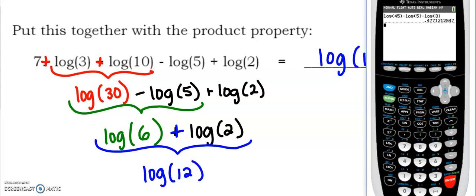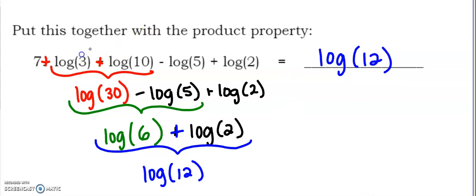If you want to check on your calculator, you can do the decimals, but also this would be the same as 3 times 10 divided by 5 times 2. Gets me 12, right? So I just use all of these inner values and my product property along with my quotient property.